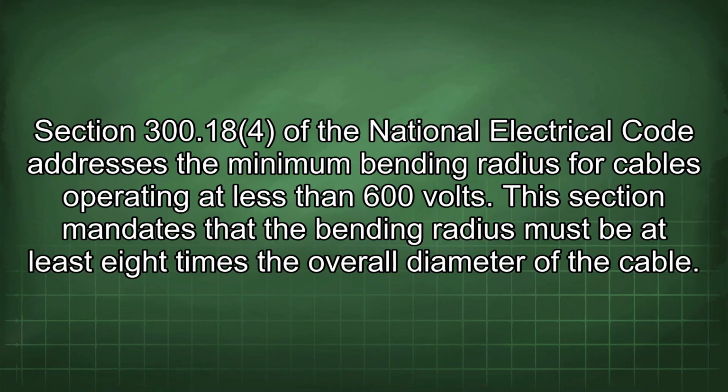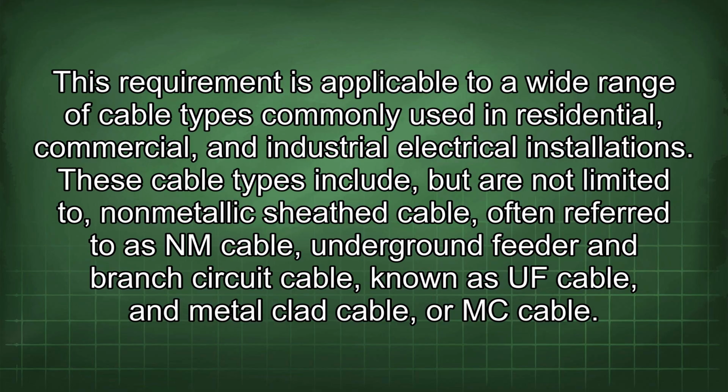Section 300.18 of the National Electrical Code addresses the minimum bending radius for cables operating at less than 600 volts. This section mandates that the bending radius must be at least 8 times the overall diameter of the cable. This requirement is applicable to a wide range of cable types commonly used in residential, commercial, and industrial electrical installations.